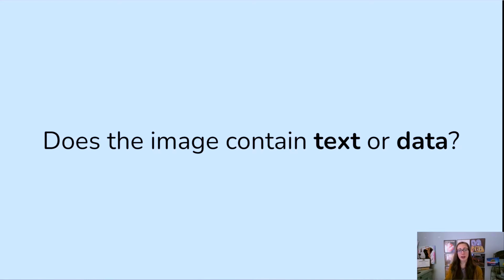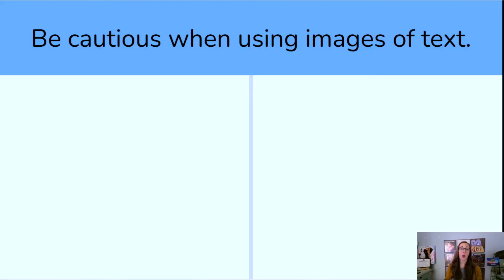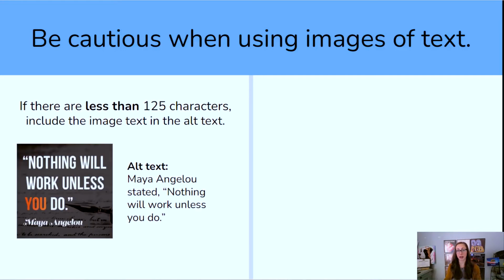I ask this question because images of text or complex images such as graphs and charts can pose challenges for screen readers. A screen reader can only read alt text. It will not announce any of the text on the image or synthesize the data in the graph. So we have to be very strategic about how we're going to communicate the information from that image. I like to consider character count when I'm deciding how to proceed.